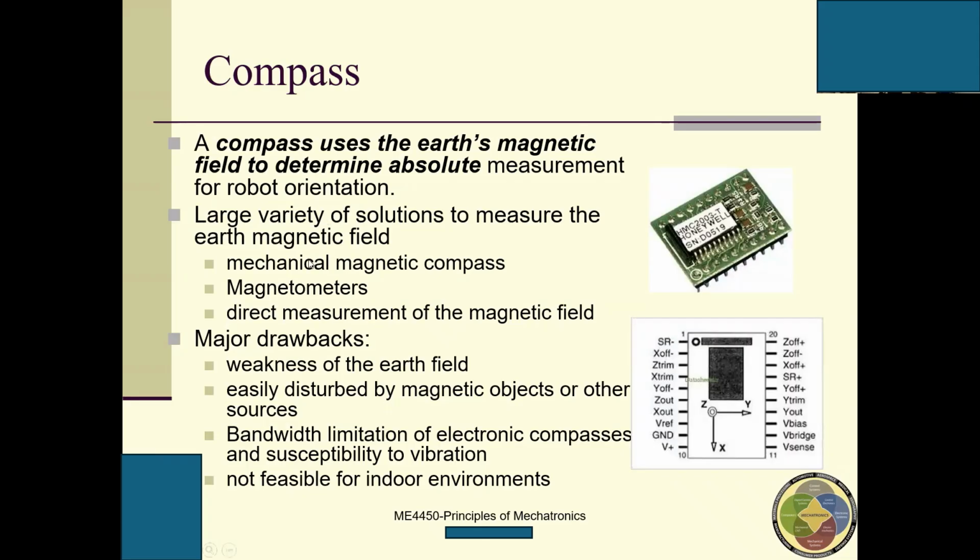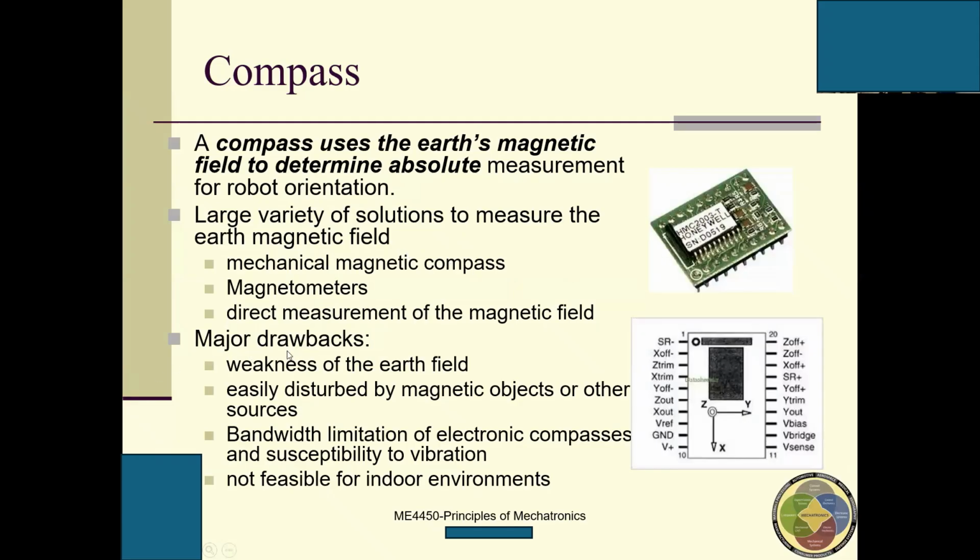So this is the first category, and the second category is magnetometers. It is used to measure the magnetic field, a direct measurement of the magnetic field. These are the three solutions to measure the Earth's magnetic field. So this is a package of the compass.